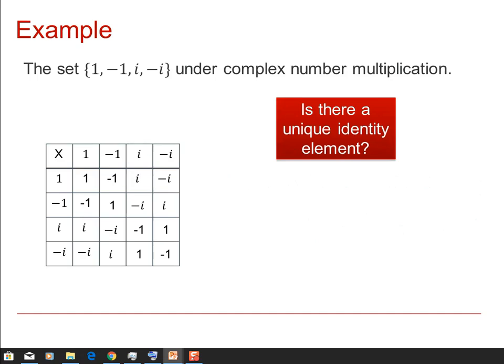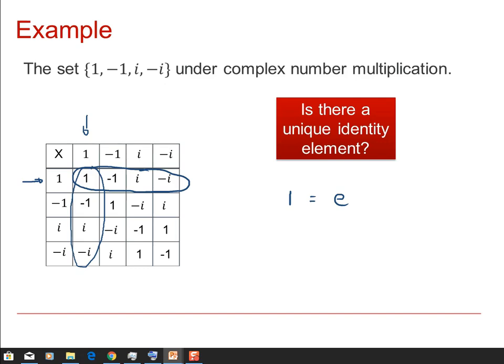Is there an identity element that's unique? Well, what we need to do here is to check, is there a value that produces a multiplication which is identical to the elements in the top row of the table. It is there, so we've got 1, negative 1, i and negative i, and also if we look at 1, it produces in the other order no change in the elements. So yes, we can see that 1 is equal to the identity element E.